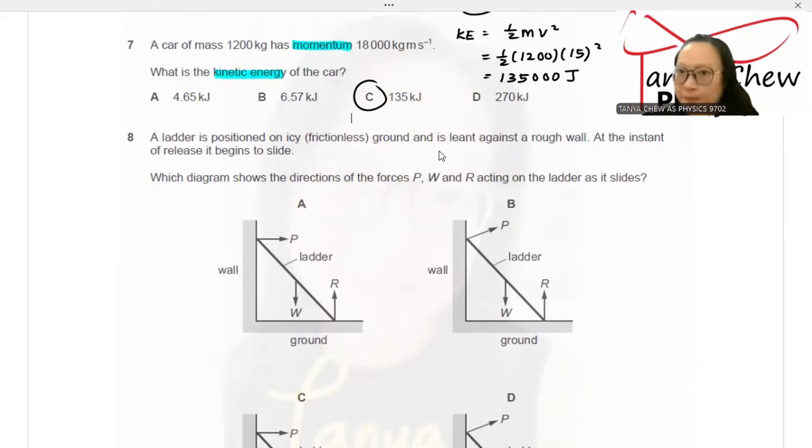So this is a repeated past year question as well. Now, I teach you the easiest way to do it. First of all, you look at the weight. Since this is a ladder and it is in inclined direction, it is positioned in an inclined way. So weight must act at the center of gravity.